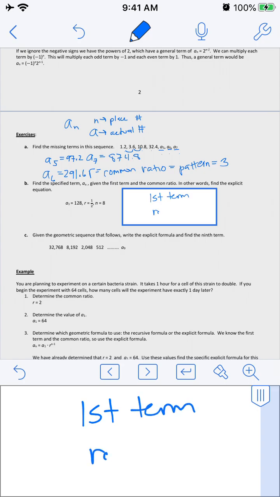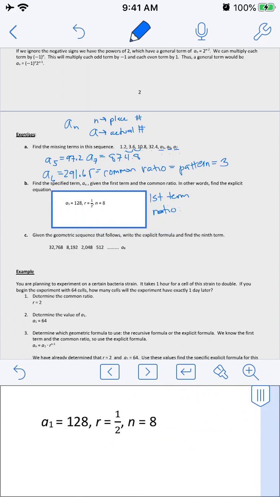And what is the ratio? Okay, so what is the first term and what is the ratio? If you list those two things, you can create the exact same sequence. In that last case, it was 1.2 and 3. Here, they've also done that. They've listed that the ratio is 1/2, and then they're showing us the first term is 128.